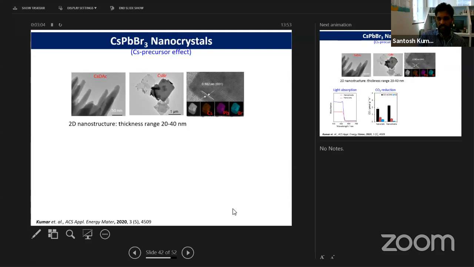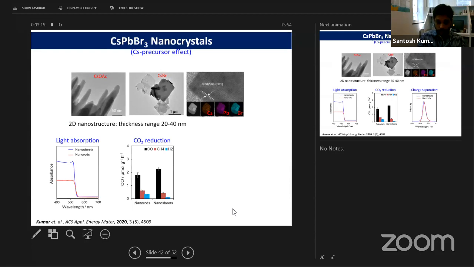When you use the cesium acetate, you have a nanorod structure. When you use the cesium bromide, you have nanoseeds. So you can make a 2D nanomaterial using mechanochemistry. And again, in terms of total productivity, these are more or less the same. That may be also because of the high surface area in the case of 2D material, but the activity remains similar, because in 2D material the charge recombination is quite high compared to 1D. In one dimension, the electrons are more confined in one direction, so the charge separation is much higher.